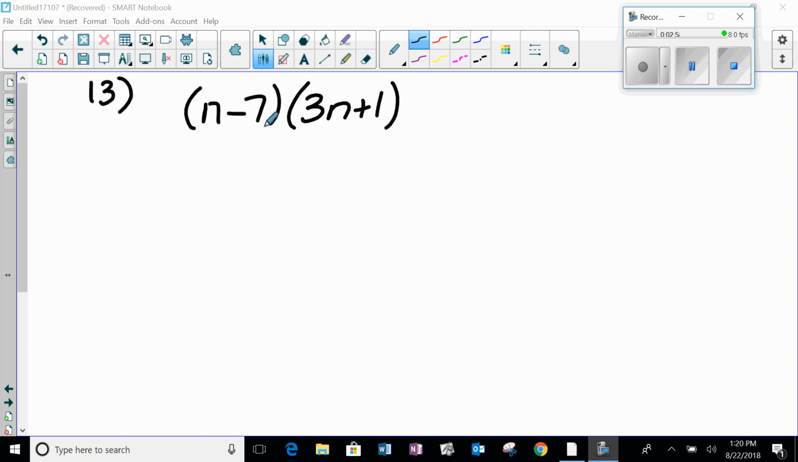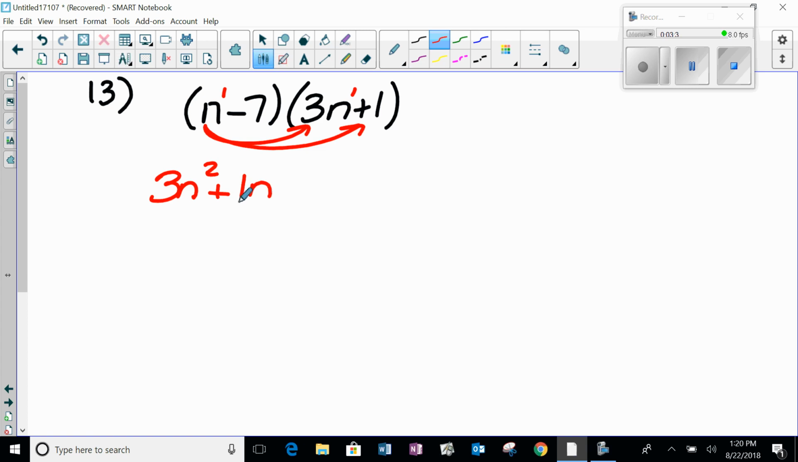All right, so for this problem, we have a binomial times a binomial. We have n minus 7 times 3n plus 1. We are still going to use the distributive property, but this time we're going to distribute the n to each term inside of the second binomial and the negative 7 times each term inside the second binomial. So I'm going to say n times 3n gives me a 3n squared, because there's a 1n here and a 1n here. Now I say n times 1 gives me a 1n.